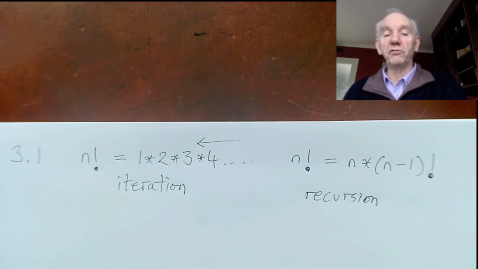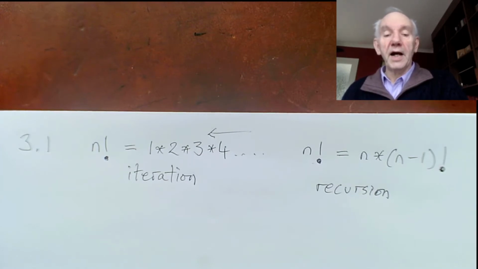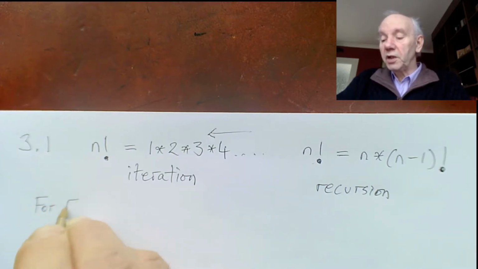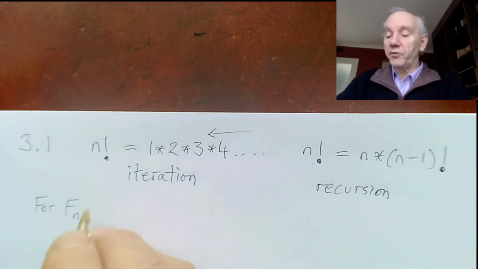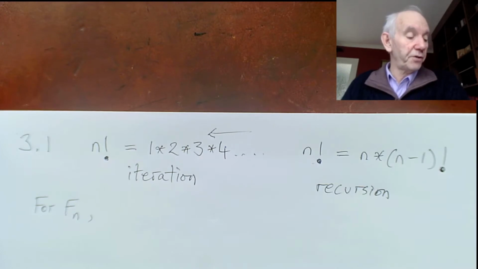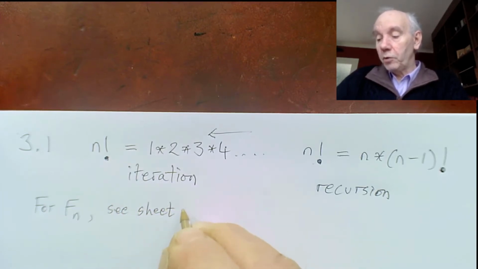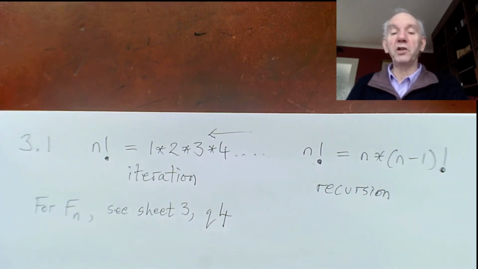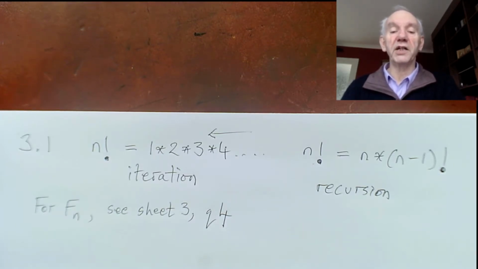Now, in the case of factorials, it doesn't make too much difference what method you use, but in other situations it will. And in particular for the Fibonacci numbers, there's really a big difference in these two methods. The quickest way to compute Fibonacci numbers is really by iteration. But to see exactly how you do that, I refer you to sheet 3, this week's sheet, question 4. Whereas computing Fibonacci numbers by recursion is the way you define them, but it actually leads to a much more complicated data structure.